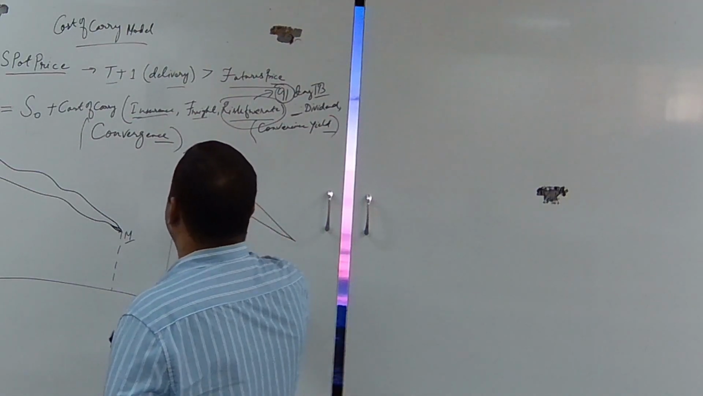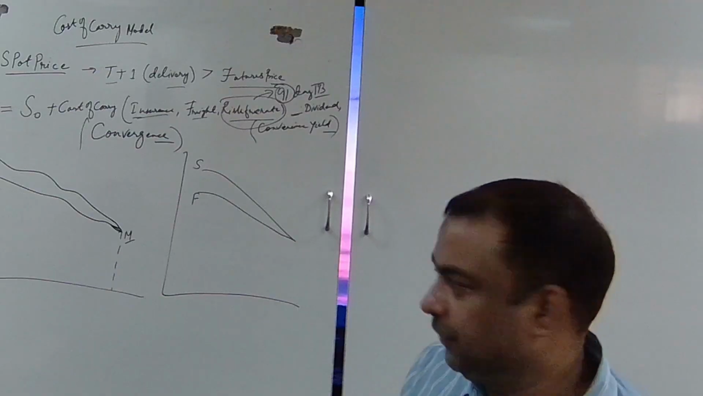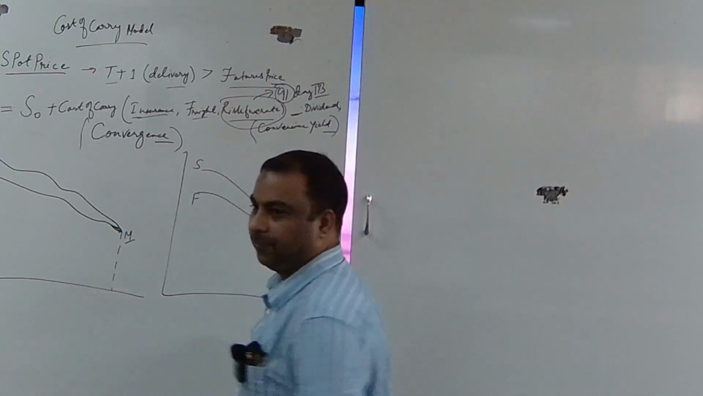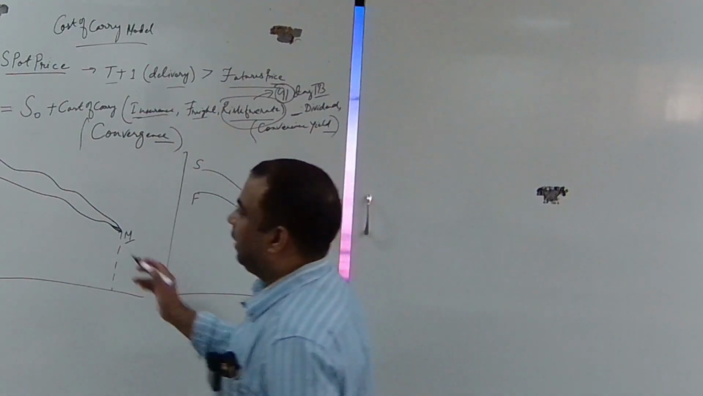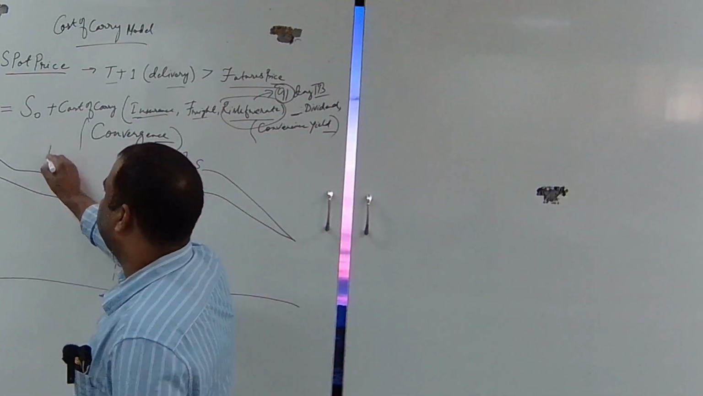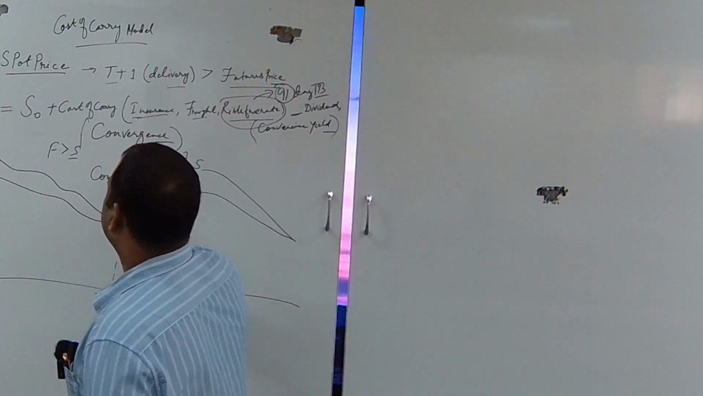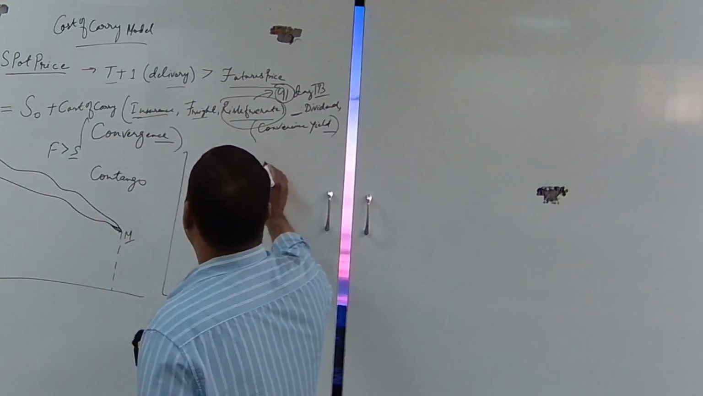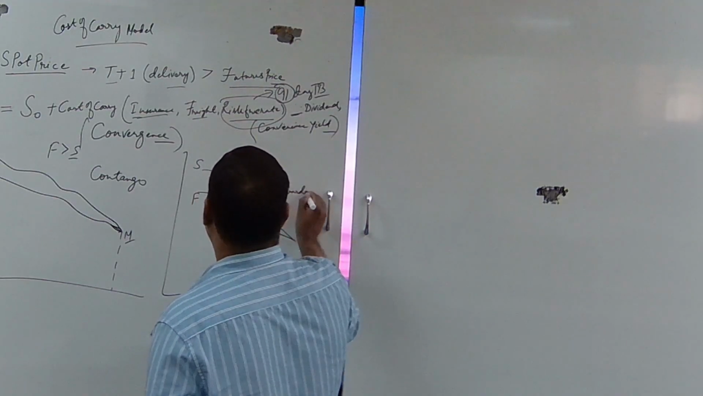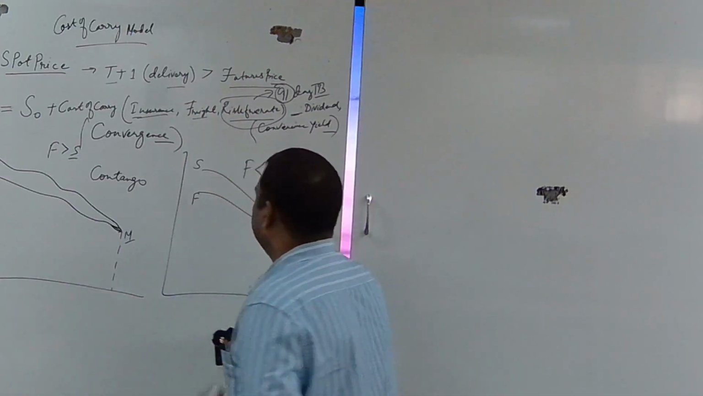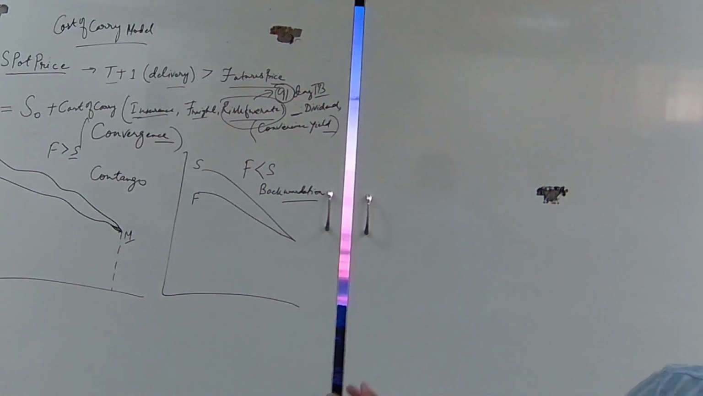Spot price is more than the future price. Spot price is more than the future price. Sometime this will happen. When we have future price more than the spot price, that is known as contango. And when spot price is less than that, that is known as backwardation. Backwardation. Simple. ये हो सकता है ना.